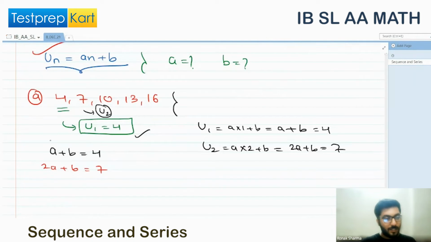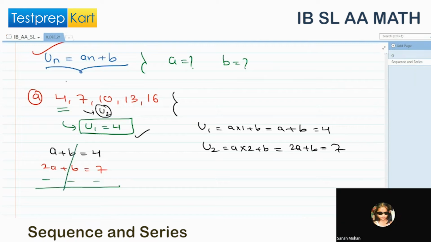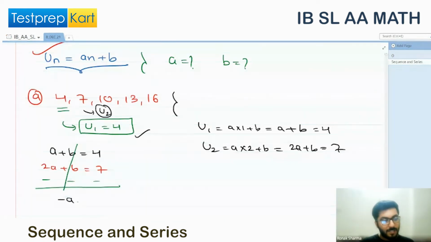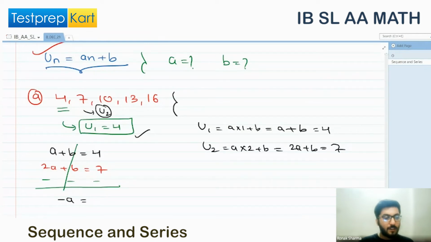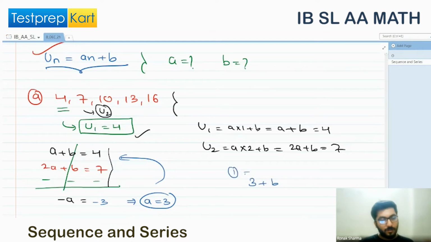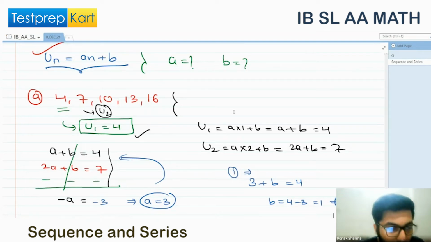Got it? Now we can clearly see that if we subtract them, b will cancel out, and a minus 2a will be minus a, and 4 minus 7 will be minus 3. That means a equals 3. If a equals 3, put it in any of the equations. So 3 plus b, I'm putting it into the first one. 3 plus b equals 4, so b equals 4 minus 3, that is 1. That's how we have got the values of a and b. Got it? Note it down.